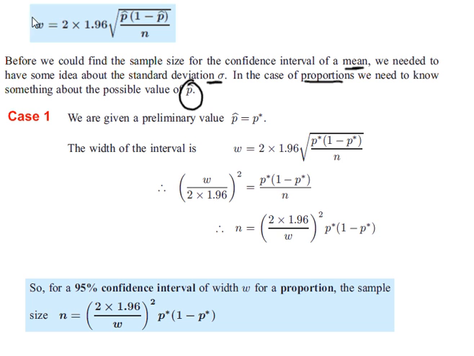Now if you rearrange this formula up here, we'd end up with this equation down here for n, which is similar to the formula we saw back in chapter 7. So all we need to do is replace our sample proportion, or the estimate for it, and our width to work out the sample size.